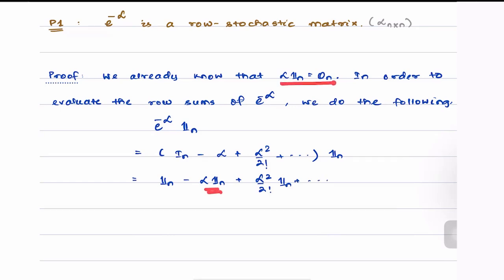Notice that L times 1n, as we see here, is simply equal to 0. Hence, this evaluates to 0. If we look at this term, L squared divided by 2 factorial times 1n, I can write this as L by 2 factorial multiplied by L times 1n. L times 1n again evaluates to 0. Hence, we have L times the 0 vector divided by 2 factorial, which simply evaluates to, again, anything multiplied with the 0 vector gives us the 0 vector only. Hence, we have 0n here.